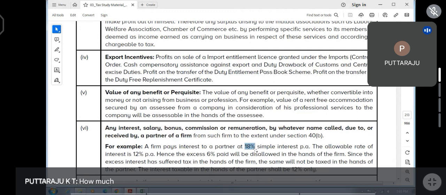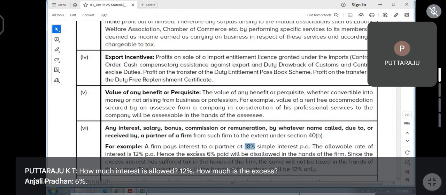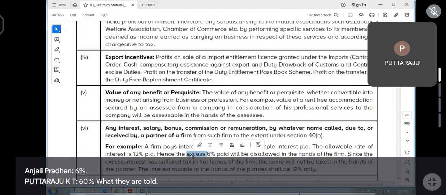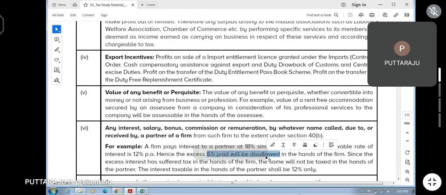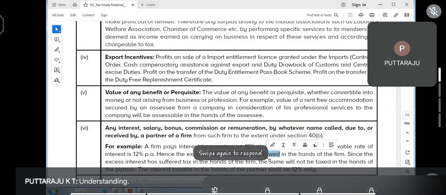How much interest is allowed? 12%. How much is the excess? 6%. What are they told? The excess 6% will be disallowed. Understanding? Yes, sir.